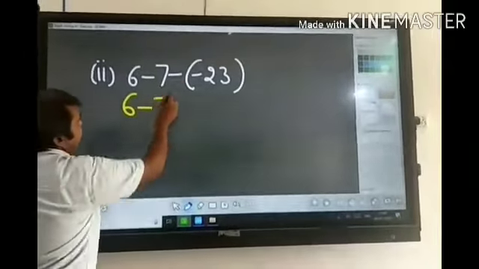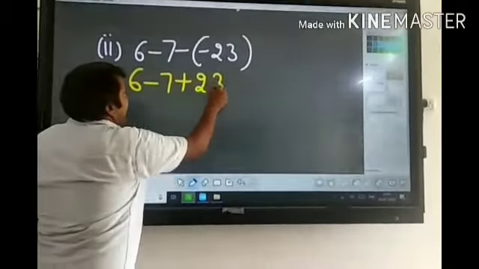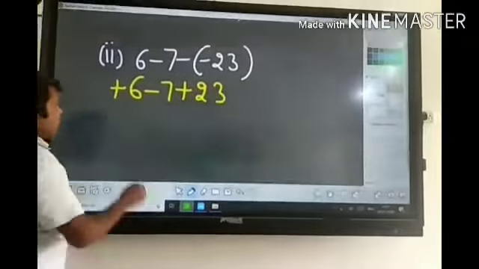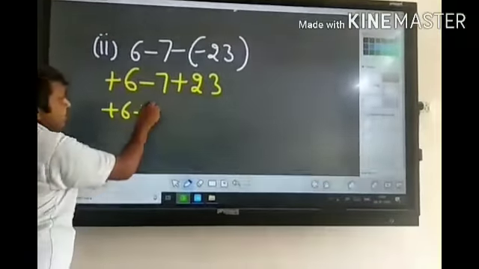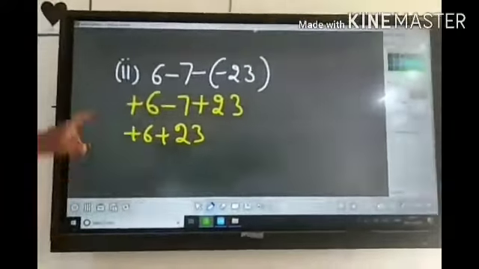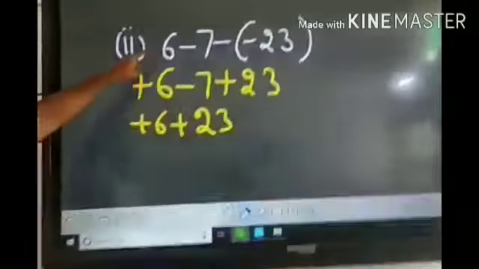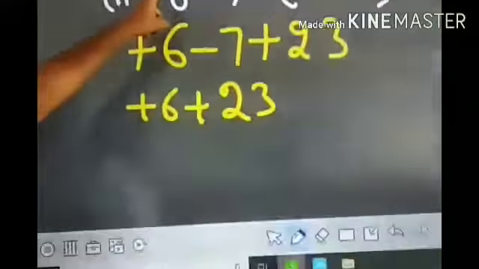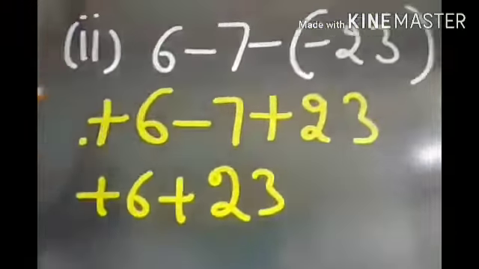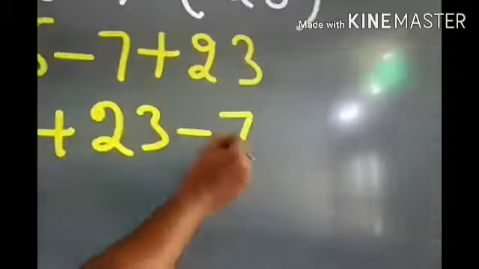Here the second part is 6 minus 7 minus minus 23. Now, negative of a negative integer is positive. Here you will see that 6 is positive, 23 is positive. So, firstly, I will write 6 and 23 together. If 6 has no symbol, then 6 is positive. It is considered so. We can write or skip the positive symbol initially. After that, I will write minus 7 here.